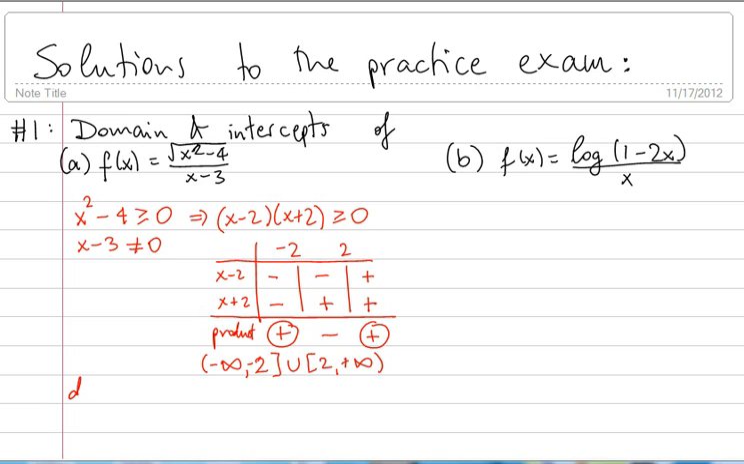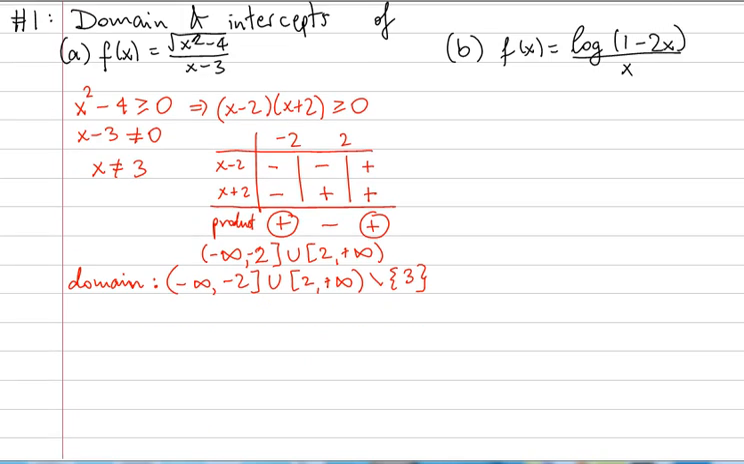And then the domain will be this set of numbers, and we have to exclude number 3 because x equals 3 cannot be plugged in the function. It will produce 0 in the denominator. So domain is negative infinity to negative 2, union from 2 to positive infinity, and then excluded 3. So that's the domain for the first function.